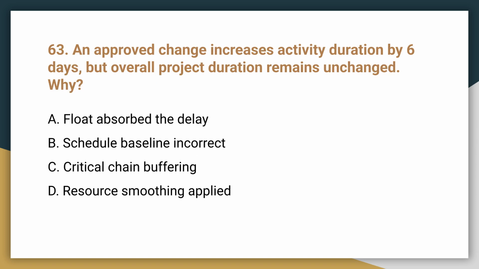Question 63. An approved change increases an activity duration by 6 days, but the overall project duration remains unchanged. Why? The answer is A. Float absorbed the delay. A non-critical activity delay, if within the available float, will not affect the project finish date.